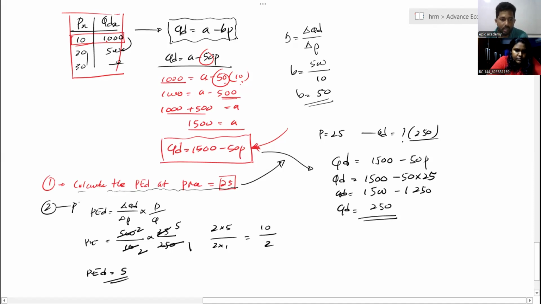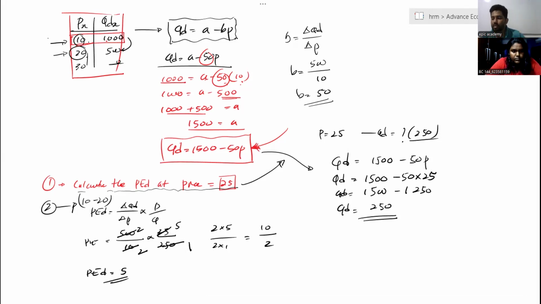If the next question asks about the elasticity between price 10 and 20, now you have to use the arc elasticity calculation, with P1, P2, Q1, Q2. The answer can change, do not worry about that. If you calculate the point elasticity at price 10 and again at price 20, answers can change from point to point. But the arc elasticity answer is always similar. The point elasticity can change from one point to another.